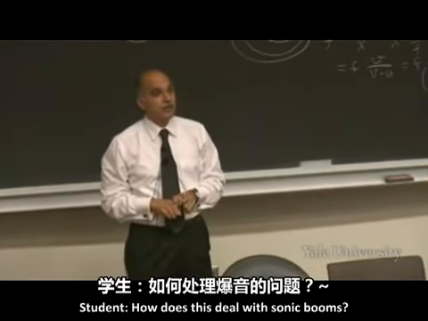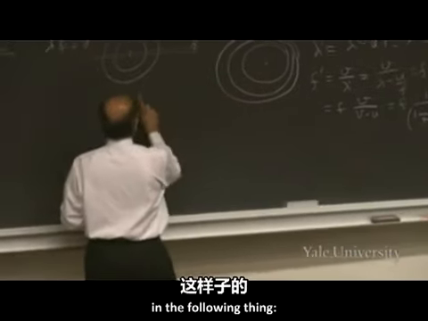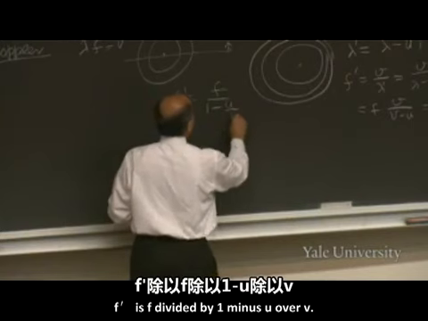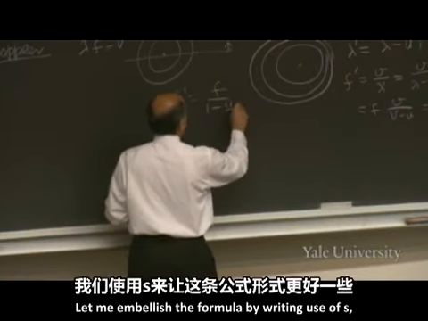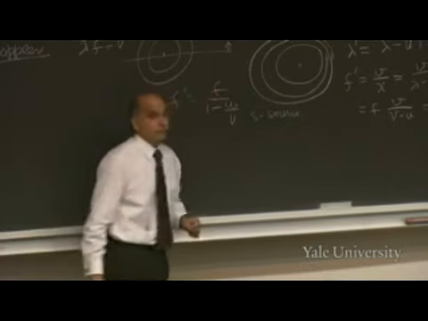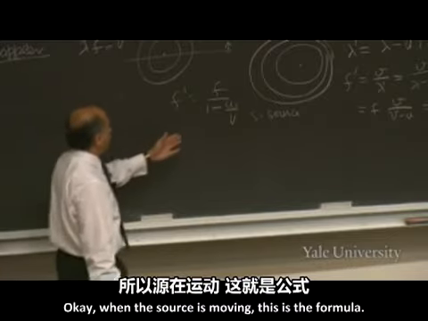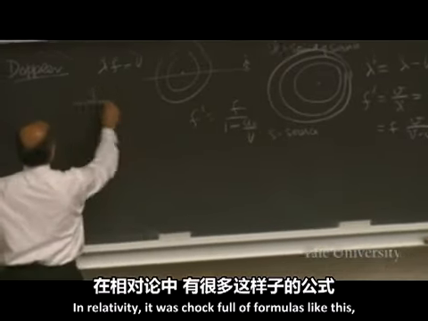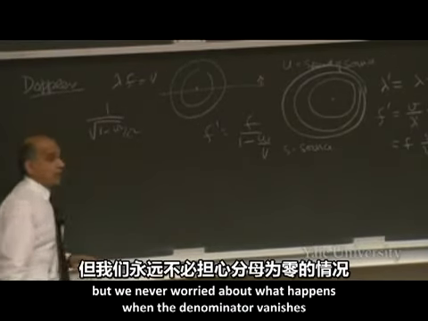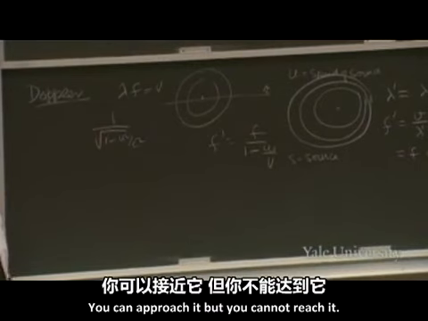Yes? How does this deal with sonic boom? Okay, sonic boom comes in the following way. F prime is F divided by 1 minus U over V. Let me embellish the formula by writing U sub S, where S means source. Okay, when the source is moving, this is the formula. In relativity, it was chock full of formulas like this, but we never worried about what happens when the denominator vanishes, because you just cannot approach the speed of light. You can approach it, but you cannot reach it.